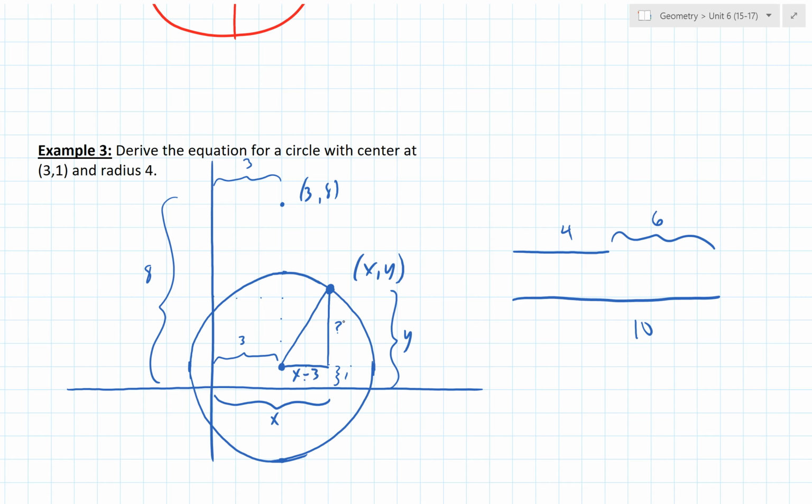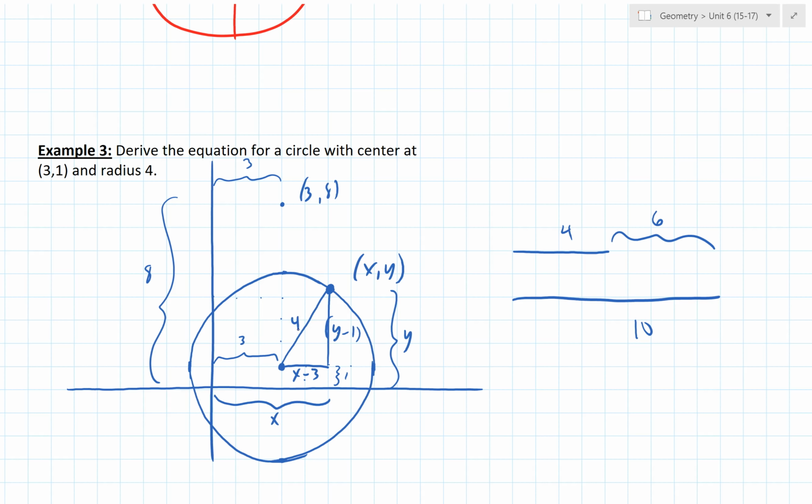Okay? Now the other question mark. This distance is y. This distance is 1. So the question mark must be, Andy? Say it again? y minus 1 is correct. So the big distance is y. We take the 1 away, and we're left with y minus 1. Okay? And how long is our radius? 4. So the hypotenuse has to be 4.